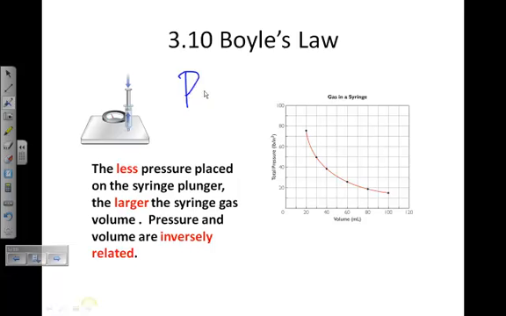Boyle's law is a relationship between pressure and volume. So P and V are inversely related. P times V will always give you a constant. And as you can see from this curve, the more you lighten up on a syringe or you take the pressure off the syringe, then that syringe volume increases.